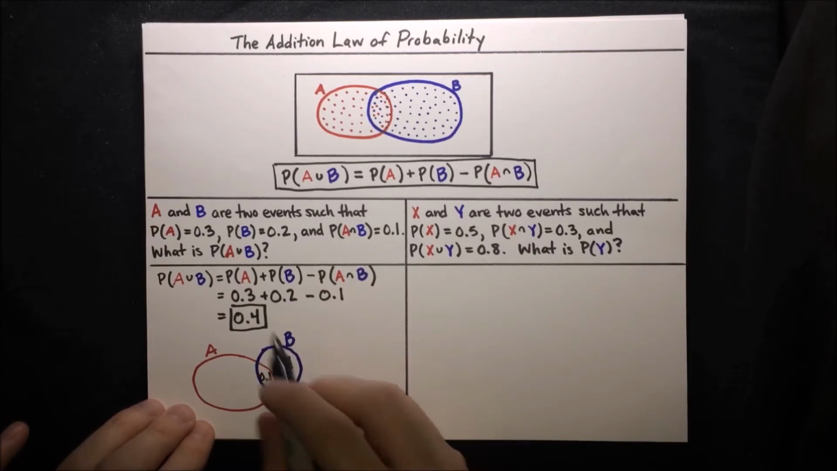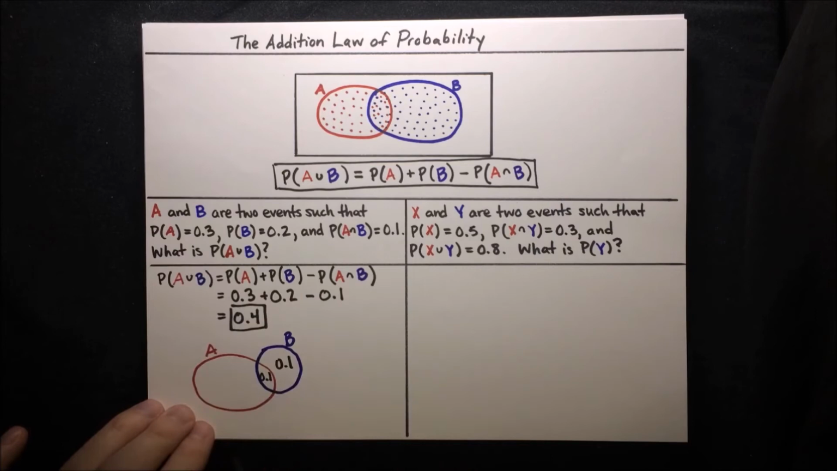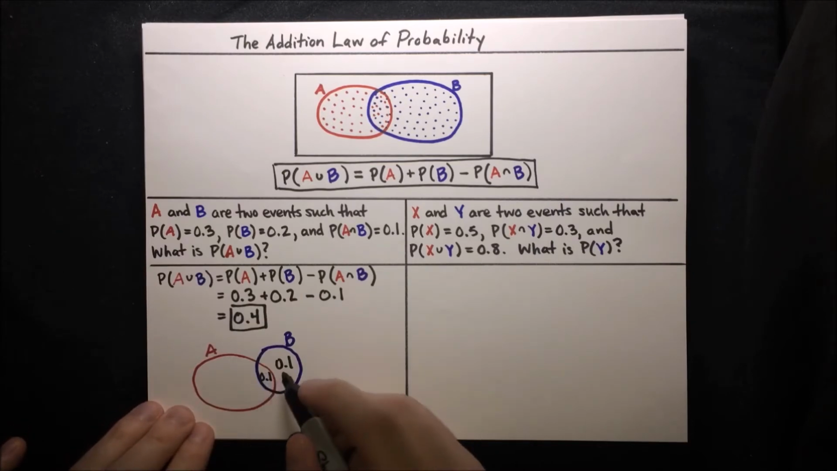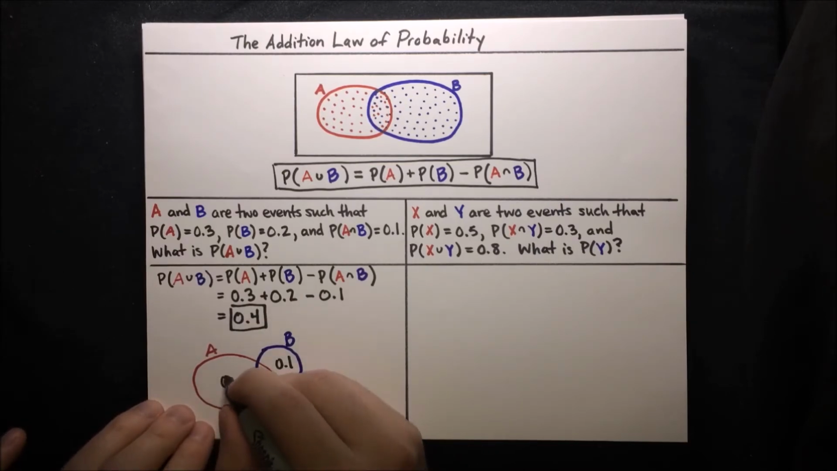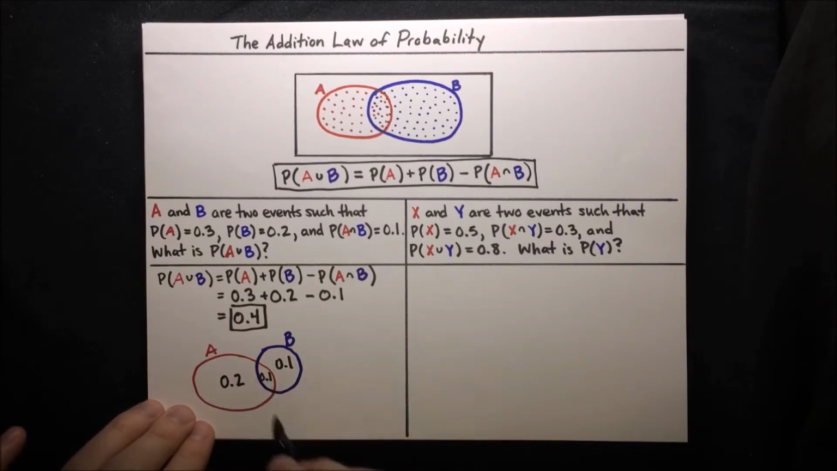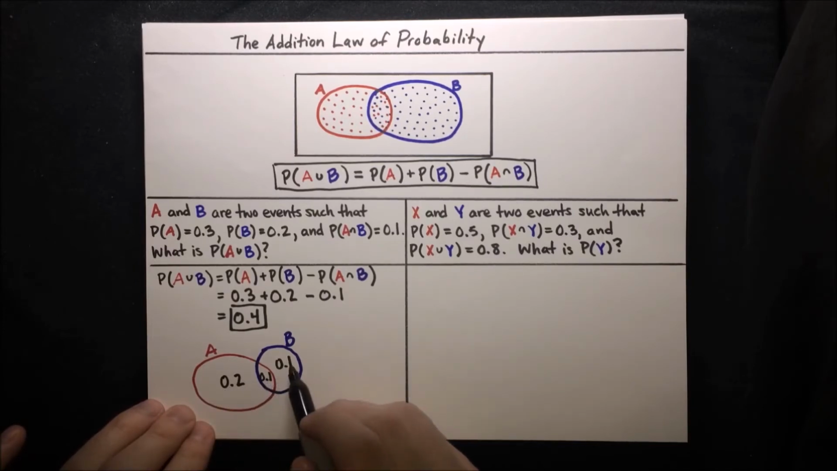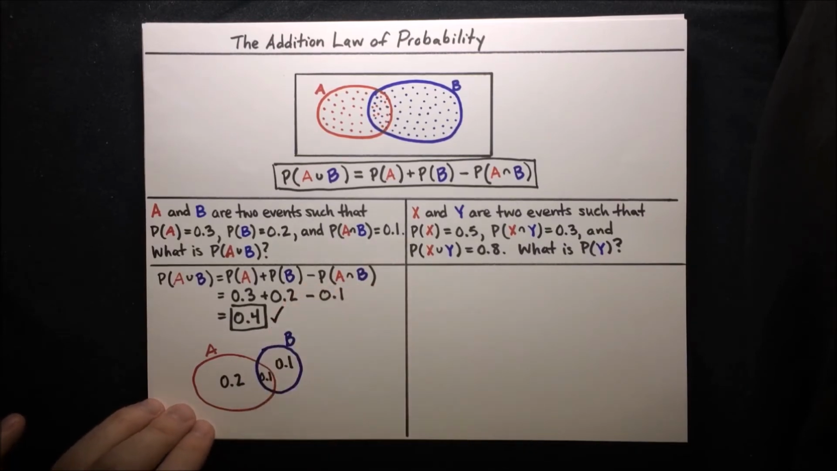And then the probability of A is 0.3. So we've already got 0.1 in this intersection here, so the rest of it has to be 0.2 to add up to 0.3. Then once we add up all the probability contained here, all the area, we get 0.2 plus 0.1 plus 0.1, which is indeed 0.4. So yeah, checks out, makes sense. Okay, on to the next question.